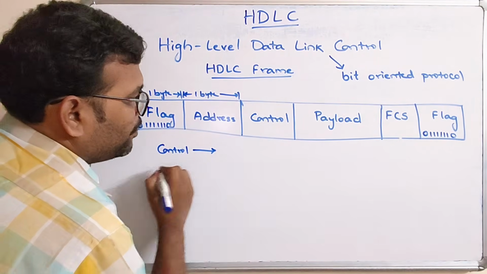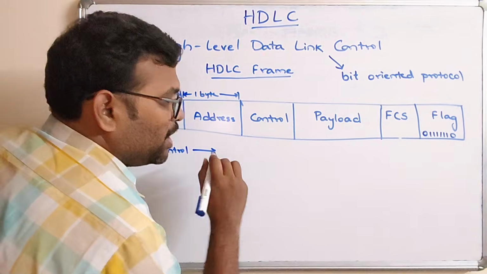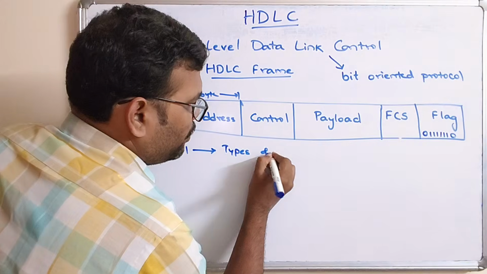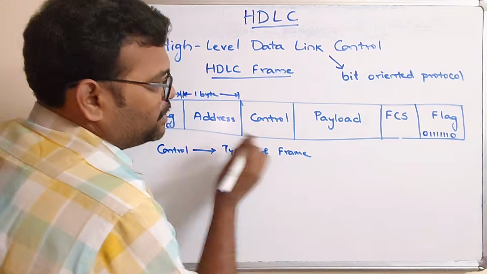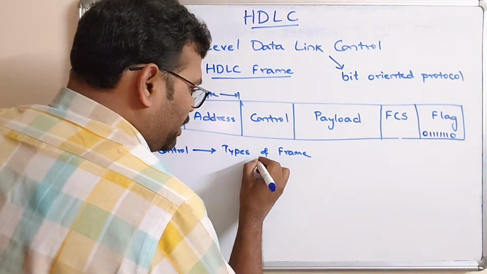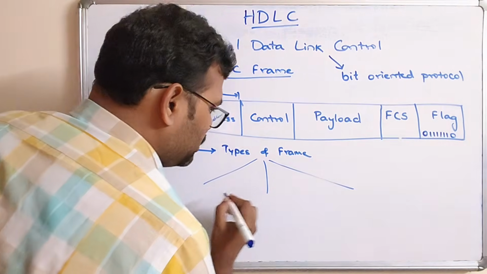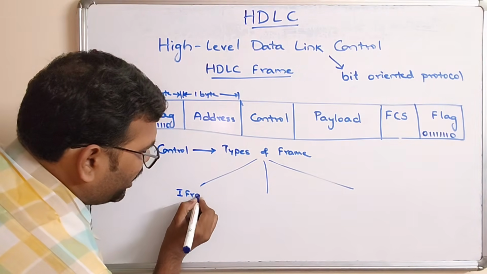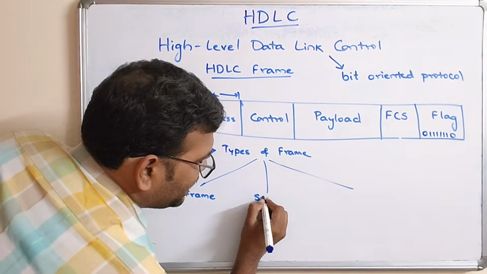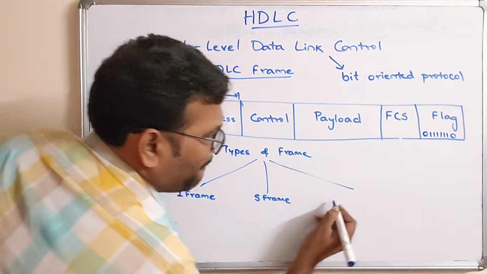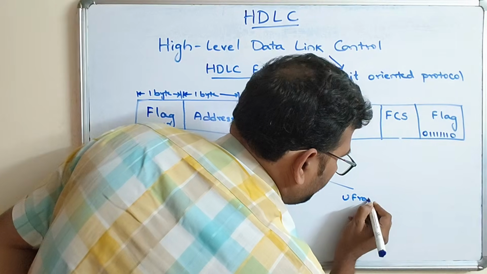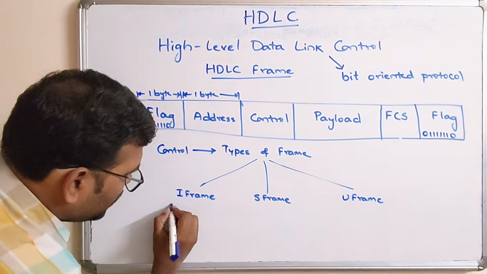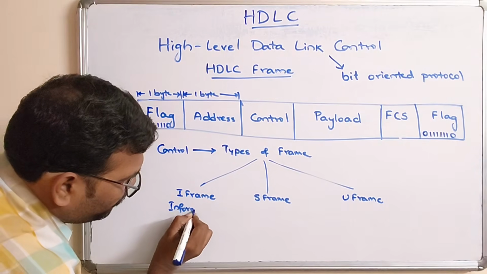There are 3 types of frames. I'll write here, types of frames. There are 3 categories: the I frame, S frame, and U frame. I frame stands for the information frame.